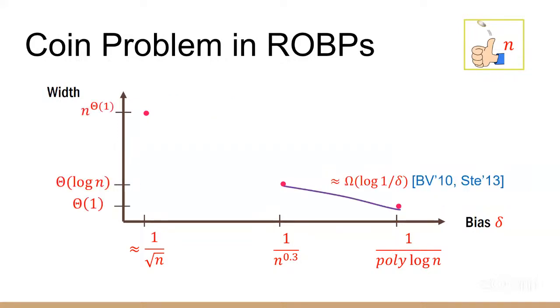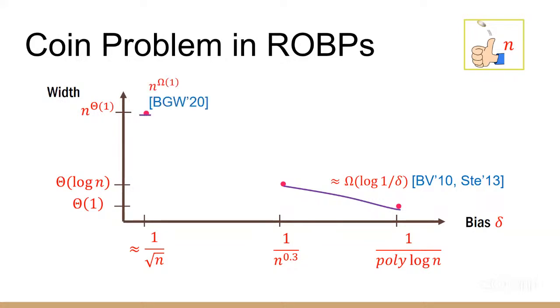Now, what about lower bounds? There is a paper by Steinberg in 2013, I think there was a bug in this proof, that shows that these two points are tight. That is, you require approximately log 1 by delta width with a read-once branching program, minus a log n factor. That's why you're getting a constant here.